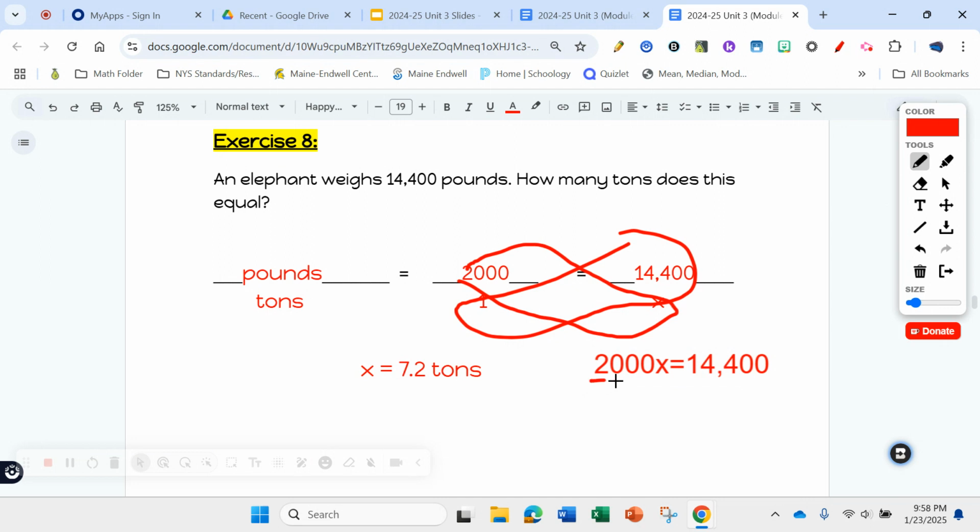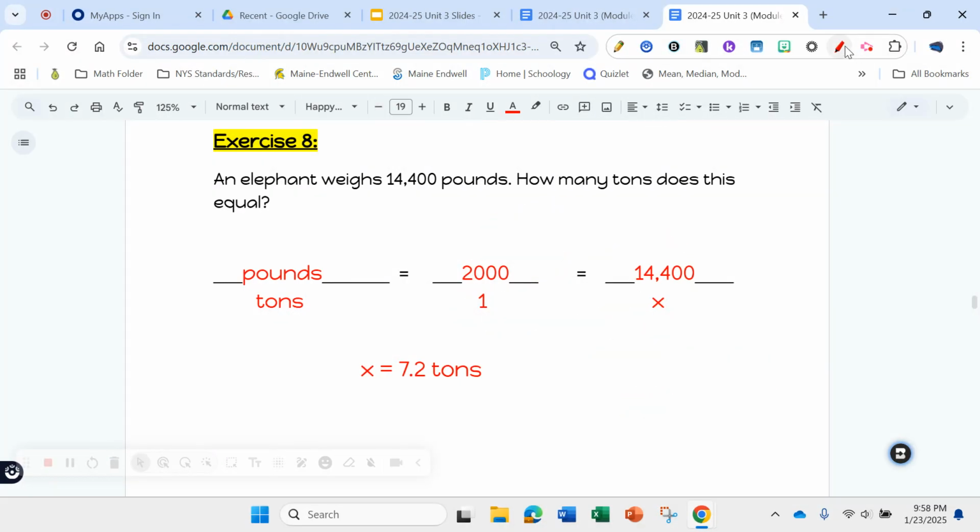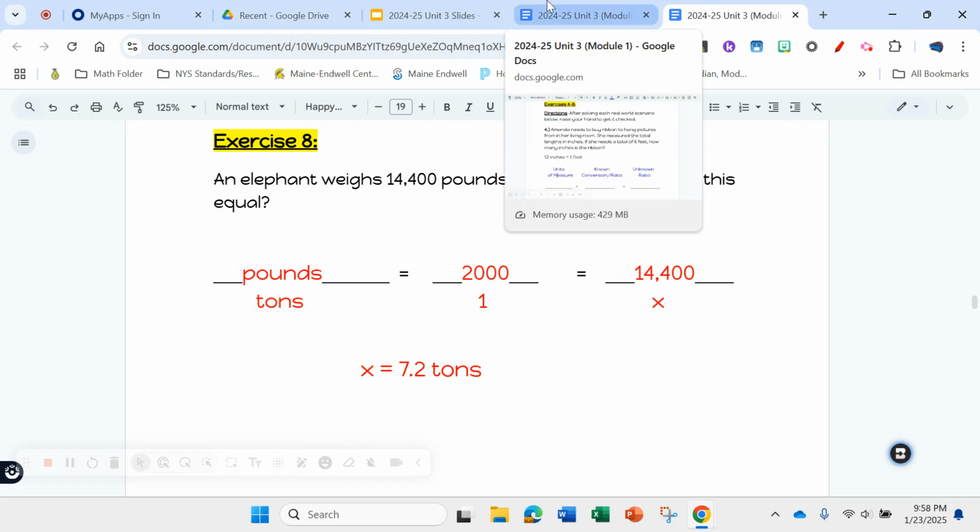Okay, so I cross multiply. I divide both sides by 2,000. I end up with a decimal of 7.2. Okay? It's the same skill we've been doing for about a month. We're just now taking this ratio right here and we're getting it from page 8. Are you guys okay? I'm hoping you're saying for the most part yes. Okay, you should be using your calculators.